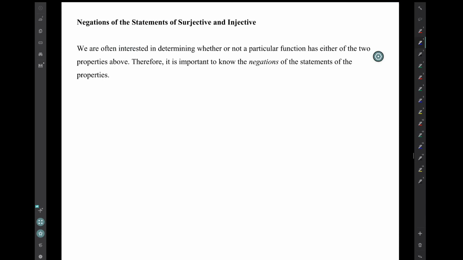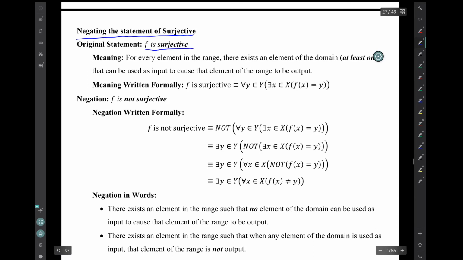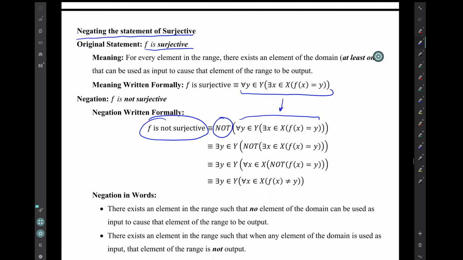Now, we're often interested in determining whether or not a particular function has either of those properties above, the injective property and the surjective property. That's why it's going to be useful to know the negations of those statements. To negate this statement F is surjective, it's helpful to use the formal presentation of that. So the statement that F is not surjective is obtained by just parking the negation symbol in front of that expression. And then we discussed this in previous videos.